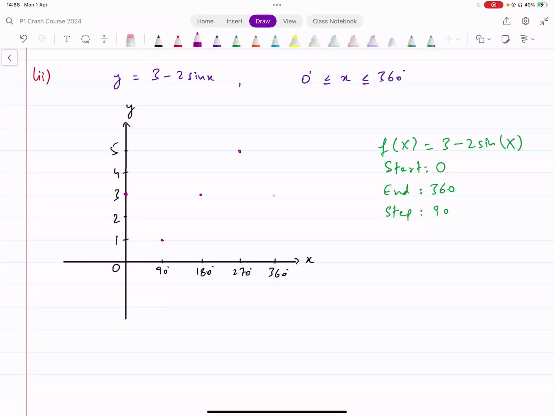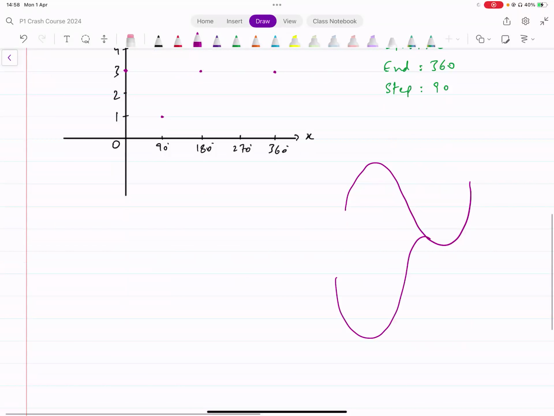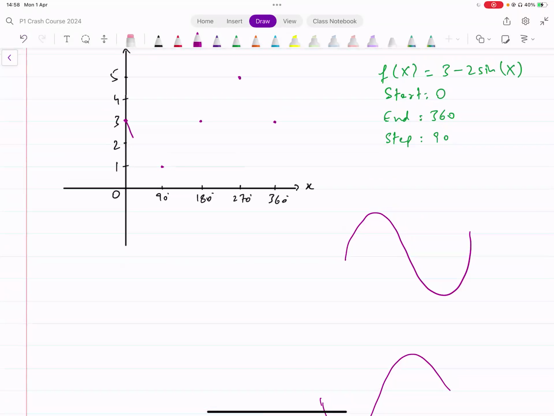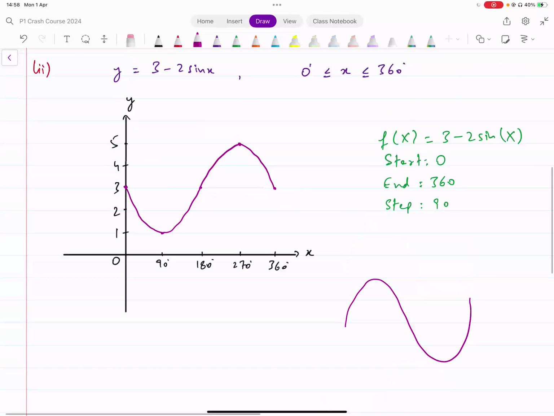Okay. And now if I remember my sine graph well, remember the sine graph looks like this, or if it's a reflection, it looks like this. It's one of these two possible shapes, right? So which one is it? The second one, it's going to look like this. This is what the graph looks like. That's the graph of 3 minus 2 sine x.